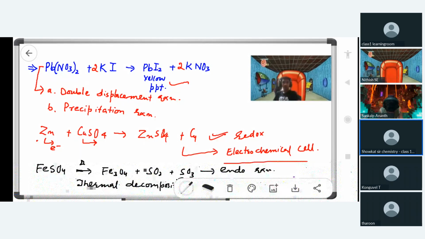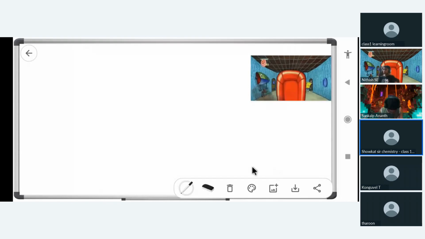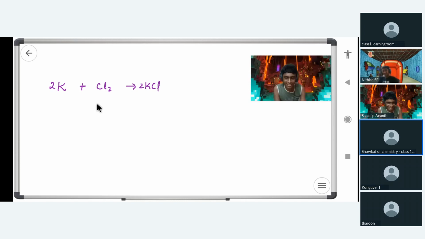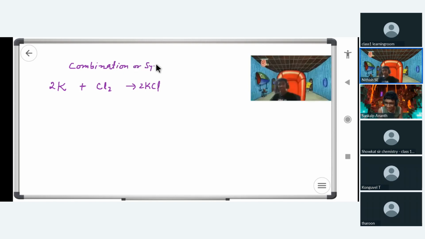Okay, now let me write another reaction here, and you have to tell me what type of reaction it is. Use your brains. So if I write potassium, it reacts with chlorine and forms potassium chloride. Sir, it's a synthesis reaction. Exactly, it is a combination reaction, or synthesis reaction, right? Yes, sir.